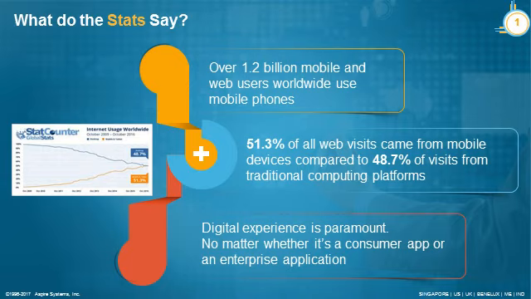This statistic shows the trend from October 2009 to October 2016. It shows the desktop, the traditional computing platform usage, is gradually coming down and mobile usage is gradually going up. So digital experience is paramount, no matter whether it's a consumer app or an enterprise application. Every digital touch point is very important.